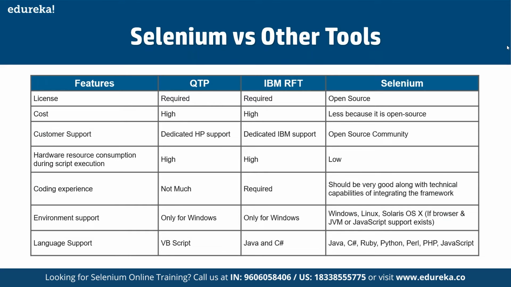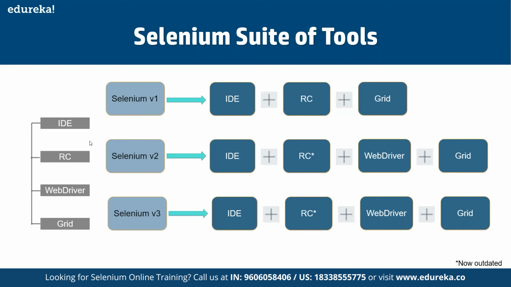Now, in terms of the Selenium suite of tools available, we have IDE, RC, Grid, and WebDriver. So IDE is what? IDE is basically a Firefox plugin. So we have these four components: IDE, RC, WebDriver, and Grid. In the first version of Selenium, only IDE, RC, and Grid were available. In the second version, WebDriver was introduced, and in the third version, they have simply improved it.